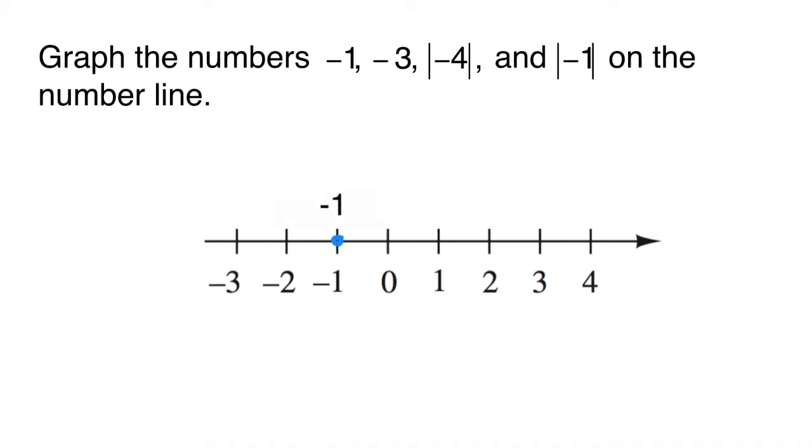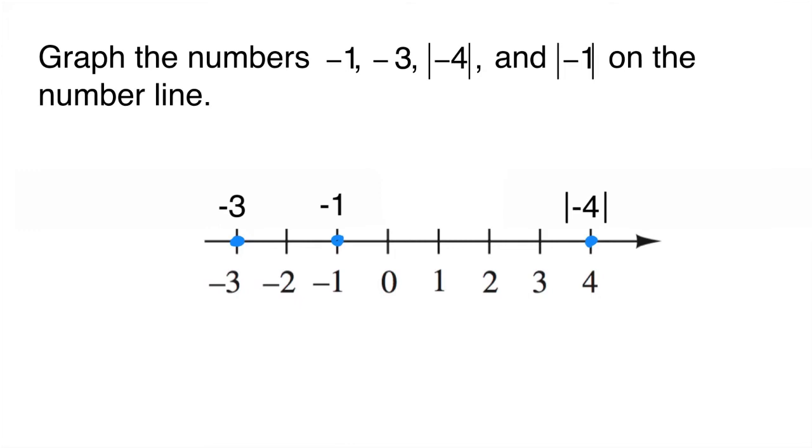We then have -3. Similarly, we'll find -3 on this number line and plot a point at that location. We then have the absolute value of -4. The absolute value of -4 is the distance of -4 from 0 on the number line. So the absolute value of -4 is 4, and we'll find 4 on the number line and plot a point there in order to graph the absolute value of -4.